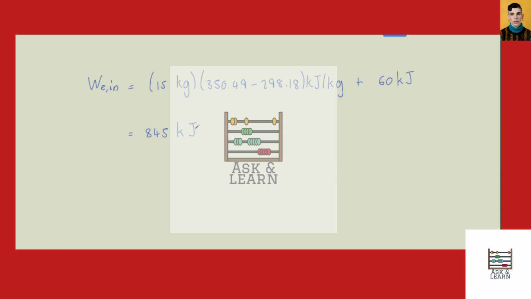So we want this work in kilowatt hours, so we'll multiply this kilojoule value by the conversion: 1 kilowatt hour is equivalent to 3,600 kilojoules. And so we get the amount of electrical energy that is supplied, or the work done by the heater, to be 0.235 kilowatt hours.